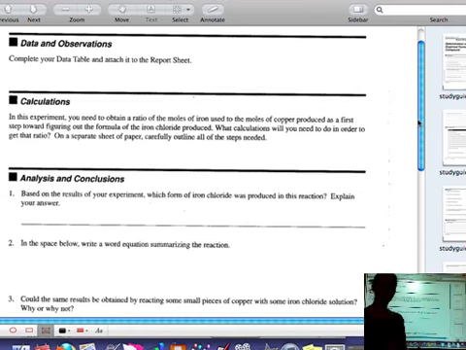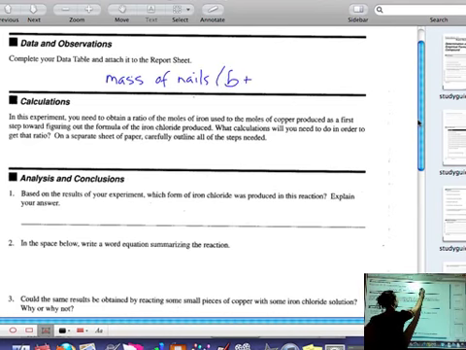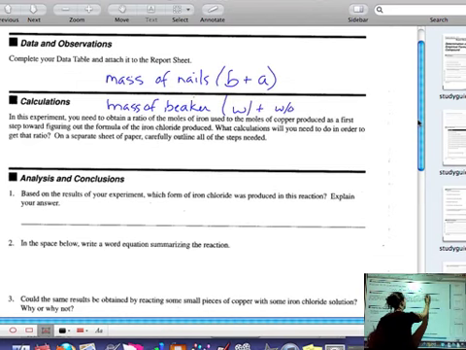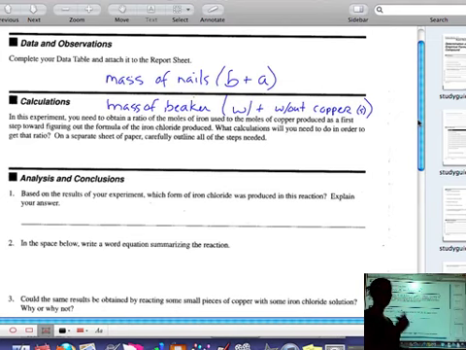But the most important data to have collected was the mass of the nails before and after, and then the mass of the beaker with and without copper. That's copper solid, not copper chloride. We don't really care about copper chloride. That just goes into the reaction and helps things happen.